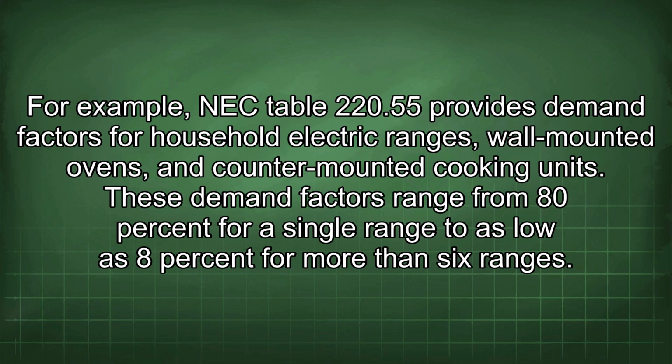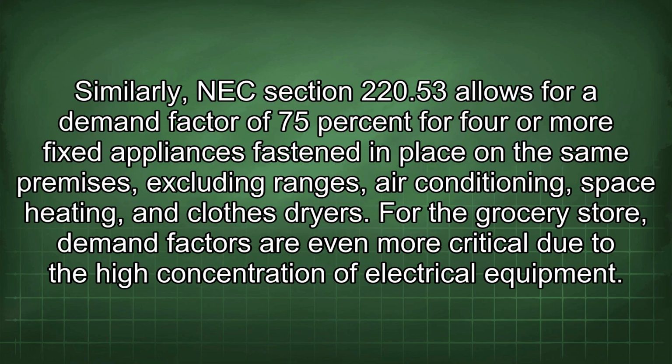For example, NEC Table 220.55 provides demand factors for household electric ranges, wall-mounted ovens, and counter-mounted cooking units. These demand factors range from 80% for a single range to as low as 8% for more than 6 ranges. Similarly, NEC Section 220.53 allows for a demand factor of 75% for 4 or more fixed appliances fastened in place on the same premises, excluding ranges, air conditioning, space heating, and clothes dryers.